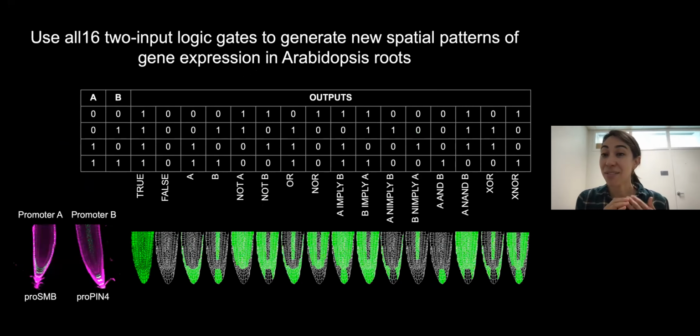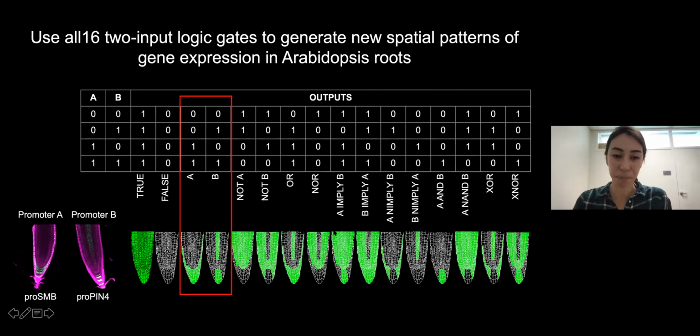So instead of just doing infiltration assays in leaves, what we're doing is combining 2 different promoters, which have specific expression patterns in Arabidopsis roots, with all 16 different 2-input logic gates. And along the bottom here, you're seeing the different expected patterns of gene expression that you would get if you were to use these different logic gates to combine the activities of these 2 promoters. And you can see a big variety of expression patterns when you apply different logic gates to these 2 promoters.